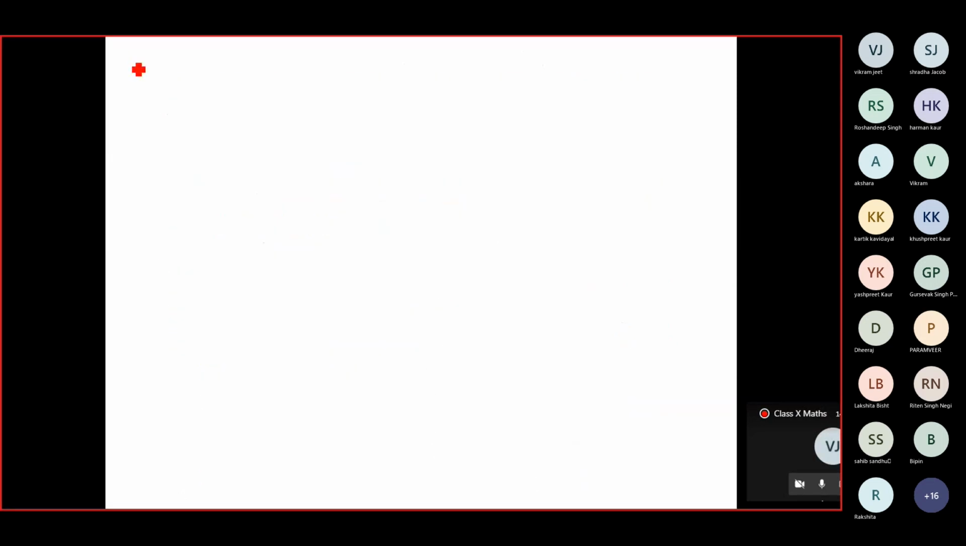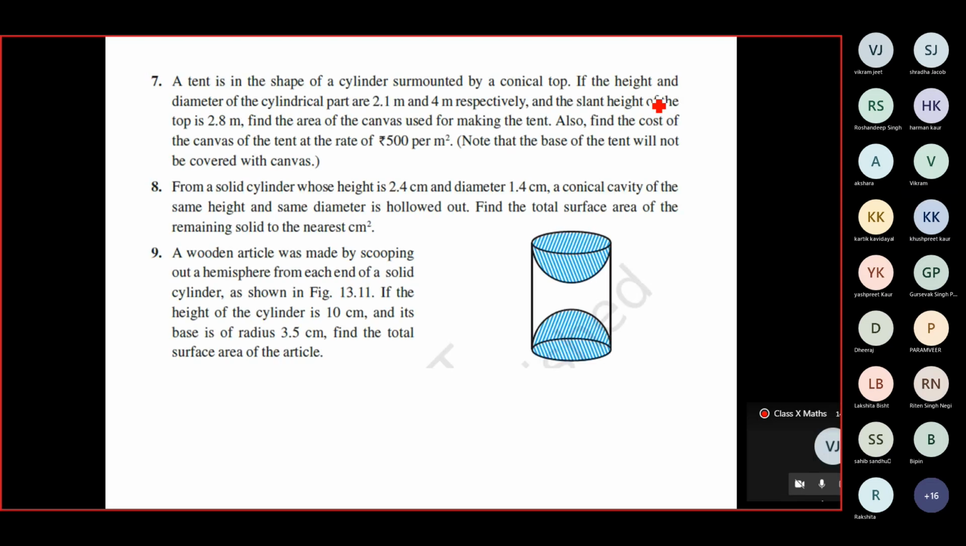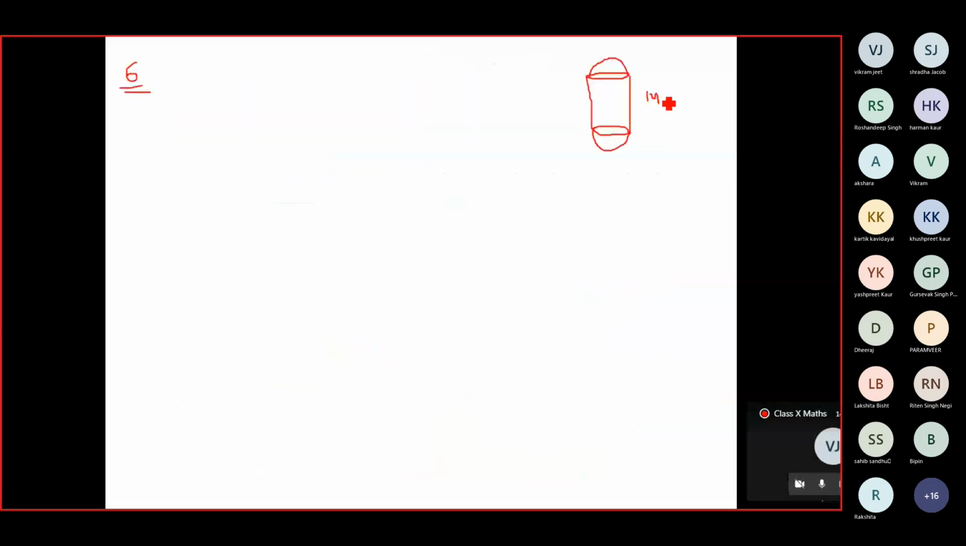Okay, so let us do it then. Question number 6. The capsule is in this shape, like this. What is the total height? 14 millimeter. So this is the total height of the capsule. And 5 millimeter is the diameter of the capsule.